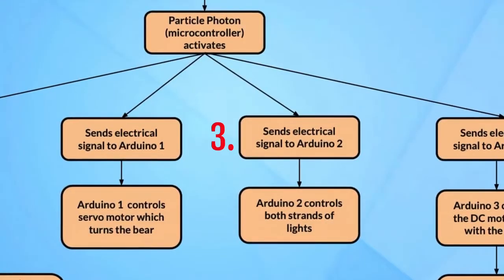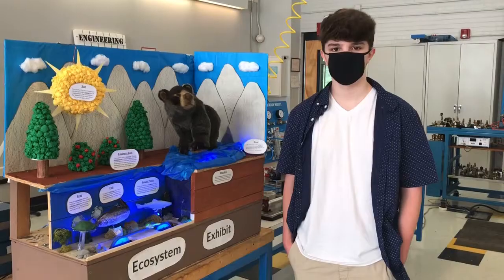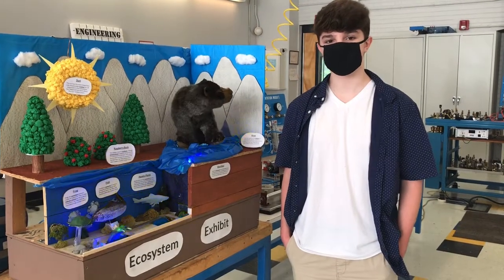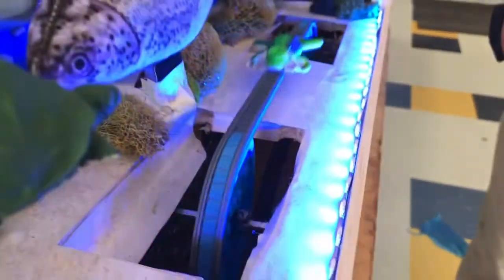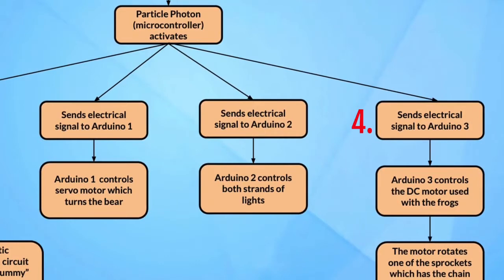The third thing the Photon does is send another electrical signal to a second Arduino microcontroller. When this microcontroller receives the signal, it controls both strands of light, moving in a wave-like pattern. Lastly, the Photon sends another electrical signal to a third Arduino microcontroller.